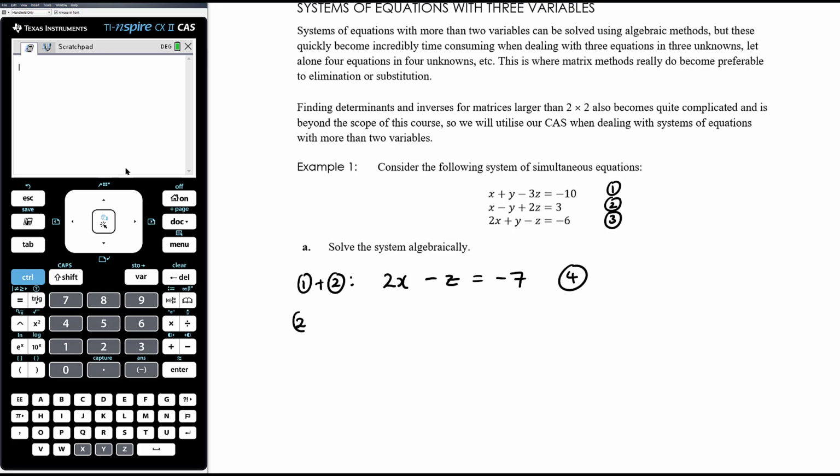If I were to also do 2 plus 3, I would create a different equation, but it would also be a different equation without any y's in it. So 2 plus 3 gives me 3x. 2z plus negative z is 2z minus z, so that's plus z. And then equals 3 plus negative 6, that's negative 3. So let's call that equation 5.